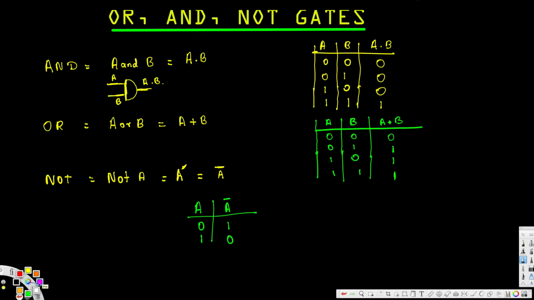Now let's look at OR gate. For OR gate, we are going to have a curve like this, and then we will have something like this, right? If our input is A and B, then our output will be A plus B. And the NOT gate will look like this. If our input is A, we will have A bar as our output. And this is the basic thing about AND, OR and NOT gate.